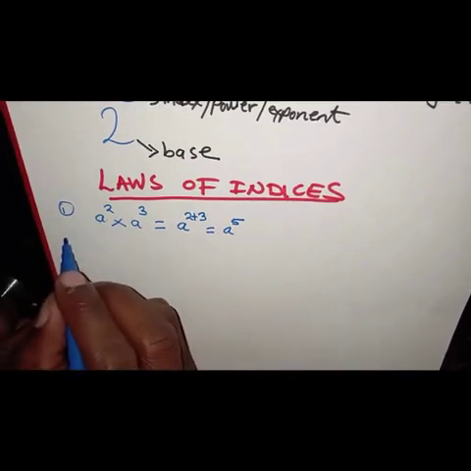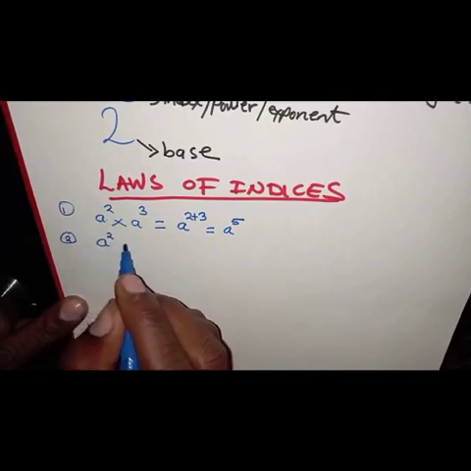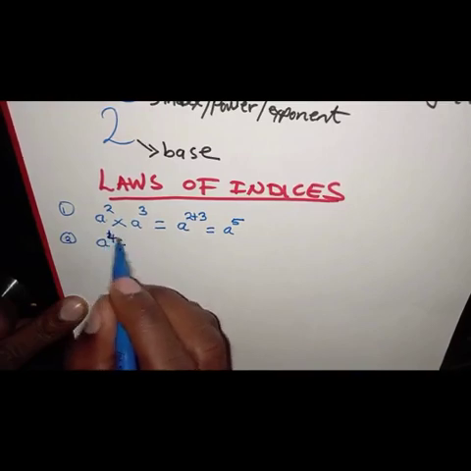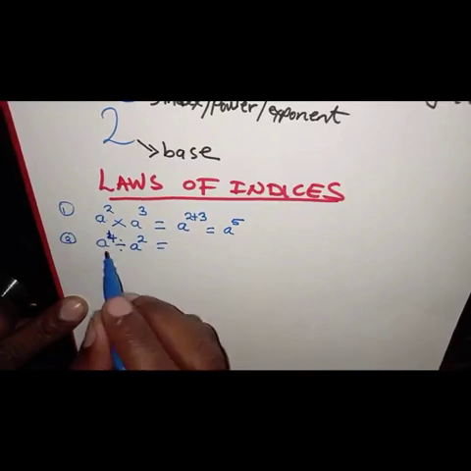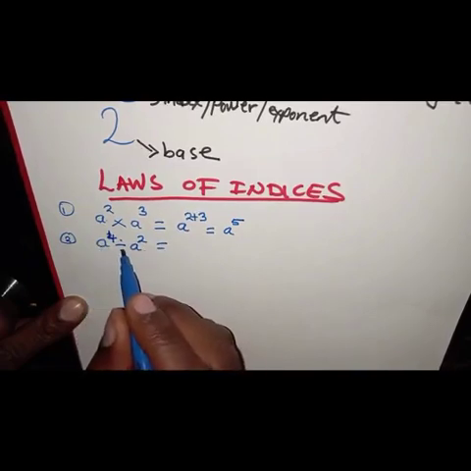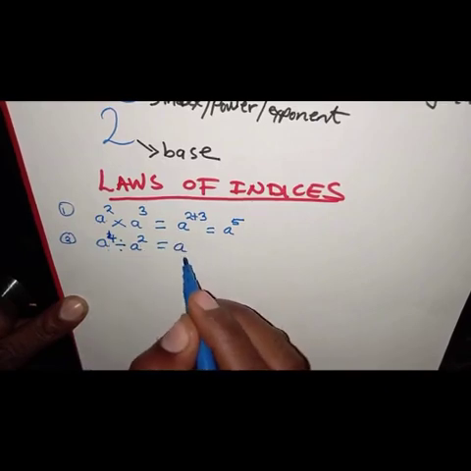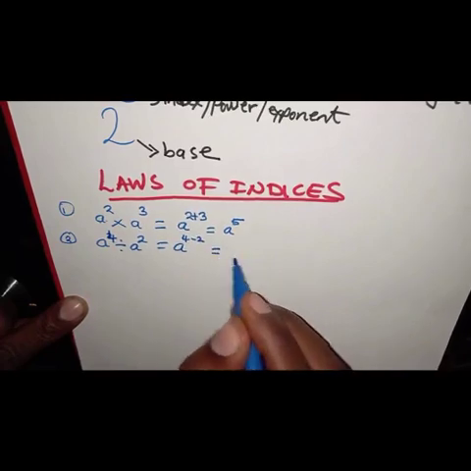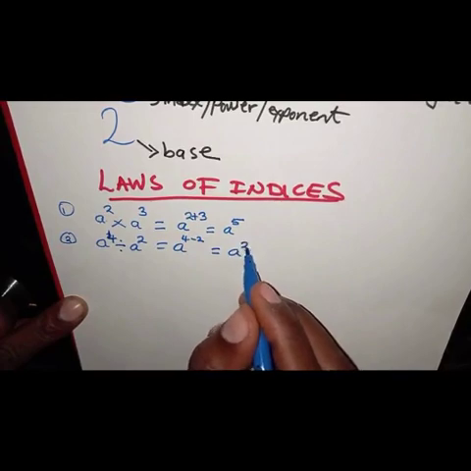The second law says when you are dividing numbers of the same bases, let's maybe we put 4 here. When you have the same bases and you are dividing, you subtract the powers. So you write a single base, then you do 4 minus 2. So 4 minus 2, you get a 2.